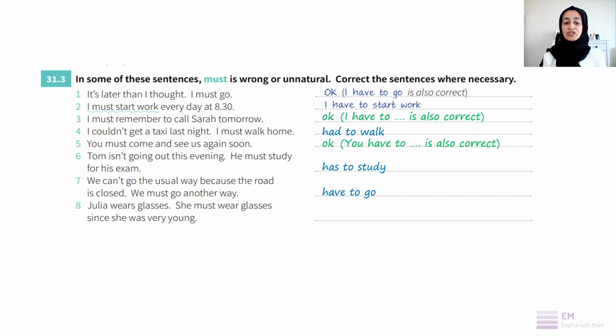8. Julia wears glasses. جولیا عینک میزنه. She must wear glasses since she was very young. She has had to wear glasses. این به خاطر tense و گرامرشه. چون میگه since she was very young از وقتی که خیلی کوچیک بود تا به امروز داره میاد پس میشه she has had to wear glasses.